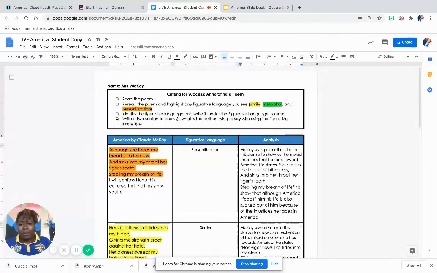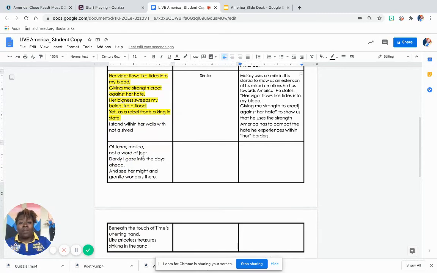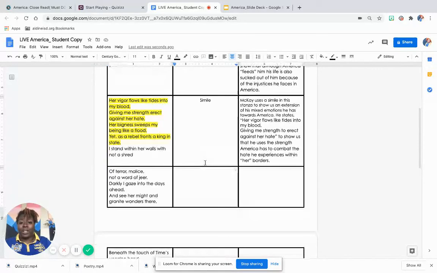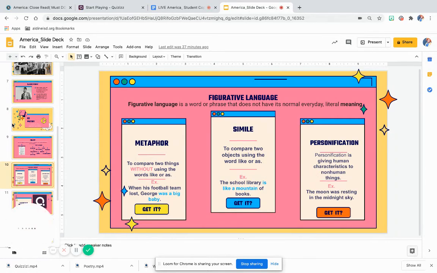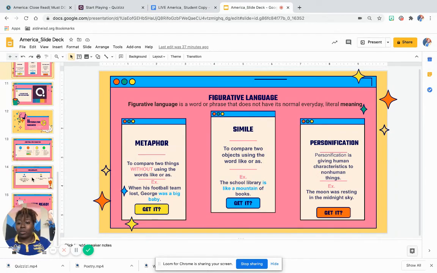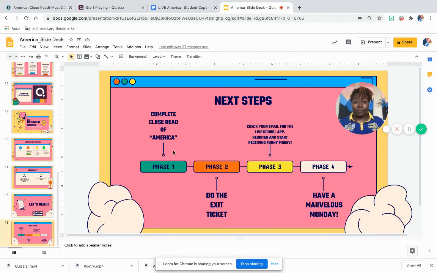Do you see a simile? Do you see a metaphor? Do you see personification? Highlight whatever you see, write it under figurative language, and then write your two-sentence analysis on what the stanza is actually talking about. Okay? So, next steps. You're going to complete the Close Read of America.